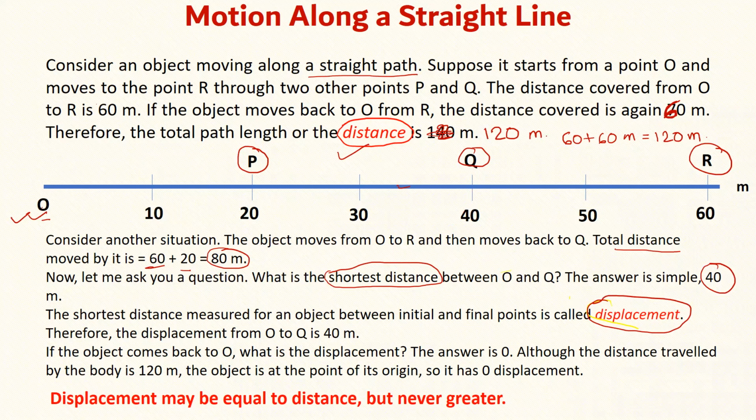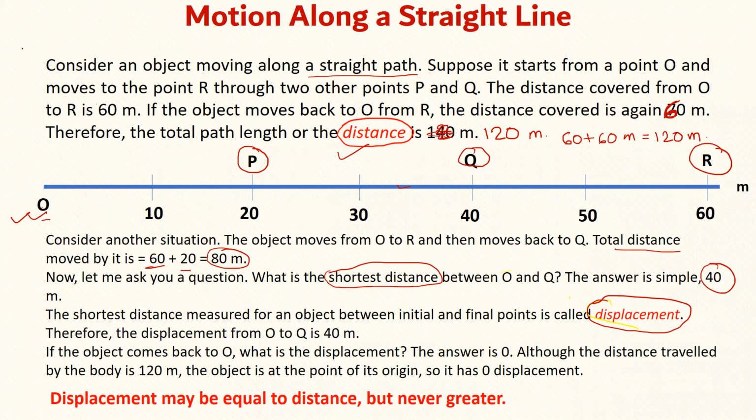Okay. So you have understood. Shortest distance does not mean that you have to go from O to R and R back to Q. Shortest distance doesn't depend on how you reach the point Q from the point O, it is just the shortest distance. Okay, it doesn't matter how you reached it.